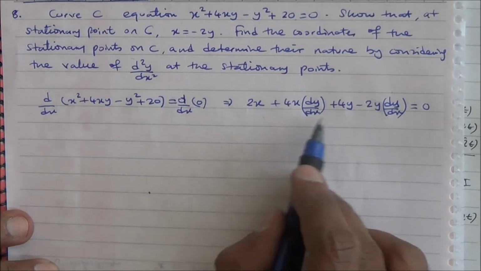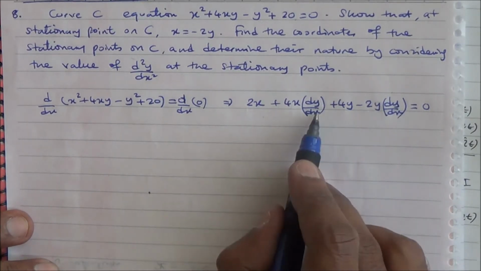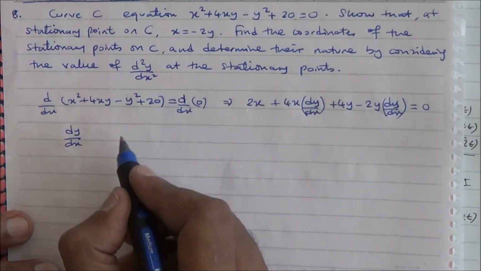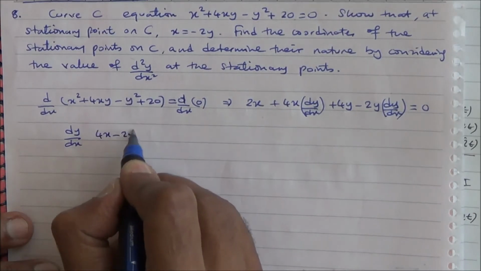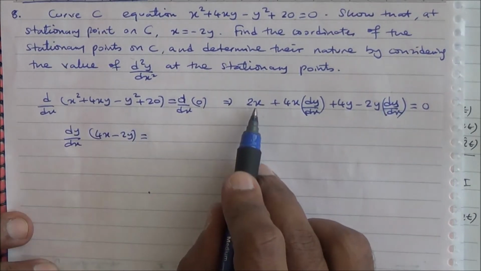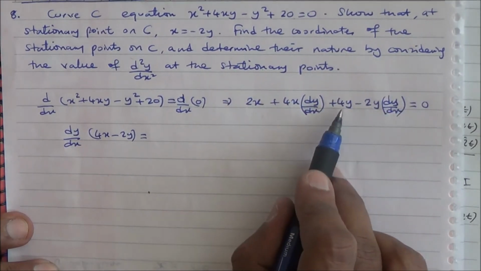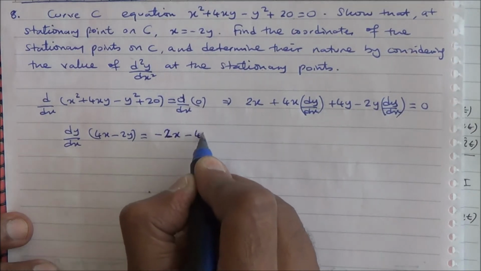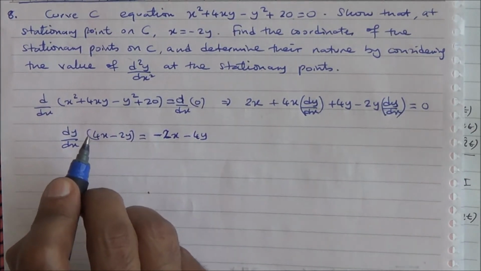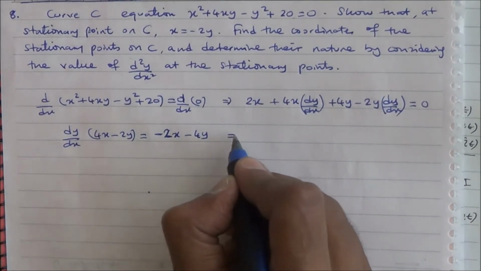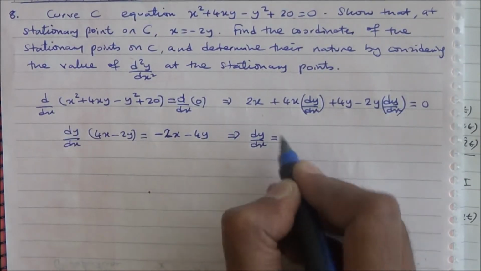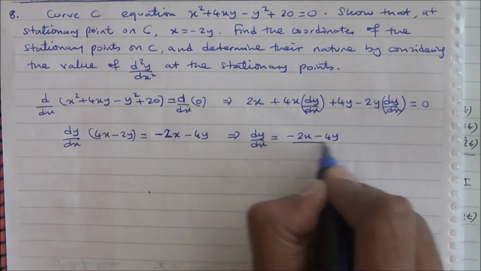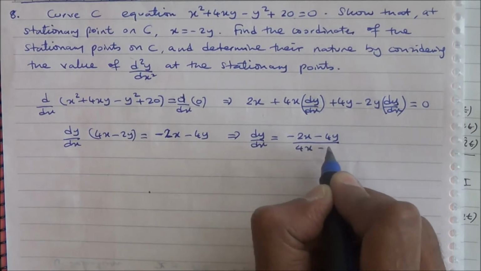And from here, we can factor out dy by dx, 4x minus 2y. So we have dy by dx times 4x minus 2y is equal to, the 2x can be set on the other side as well as the 4y. That's going to become minus 2x minus 4y. Okay, now dy by dx is equal to minus 2x minus 4y divided by 4x minus 2y.